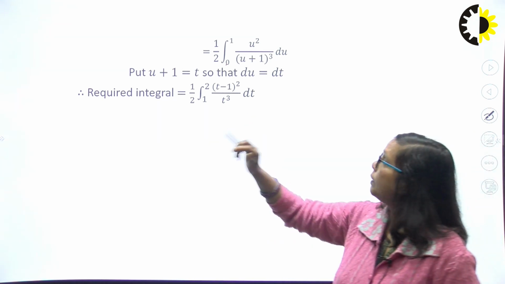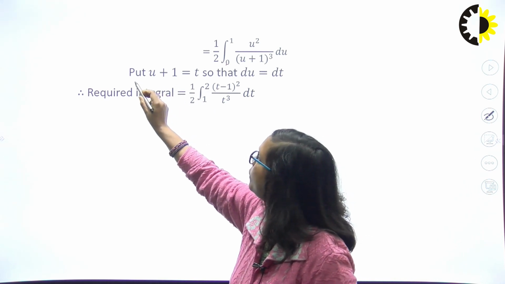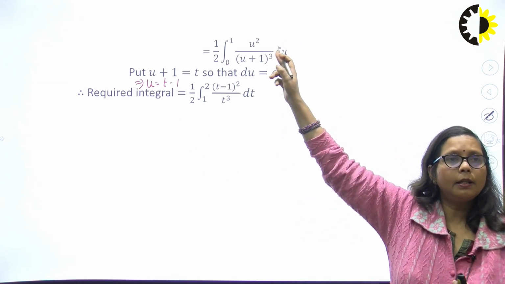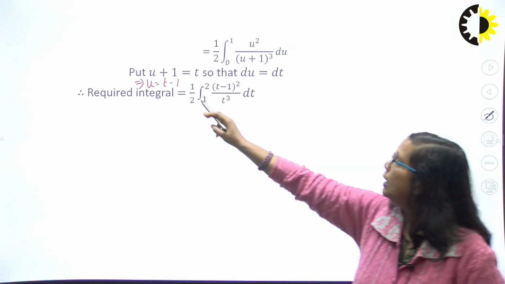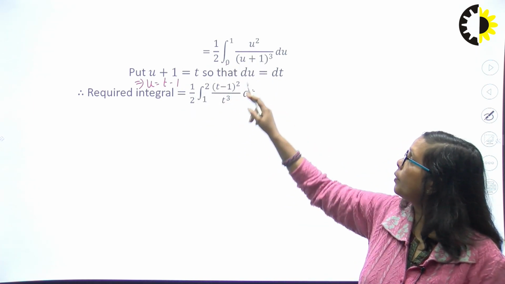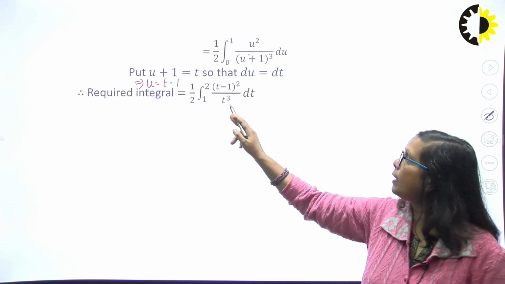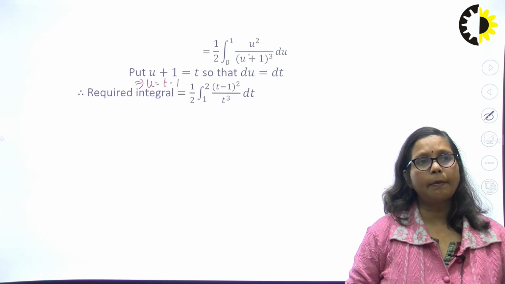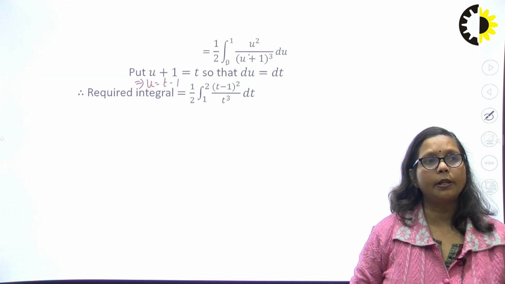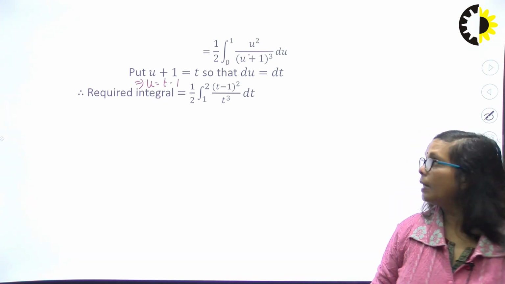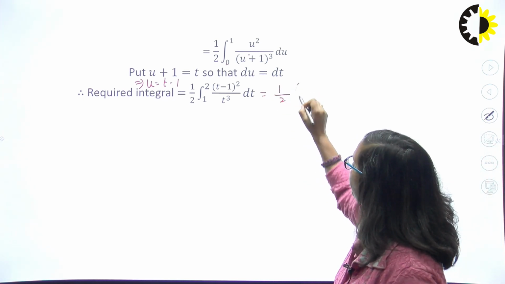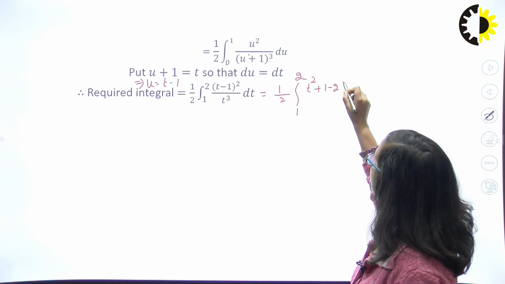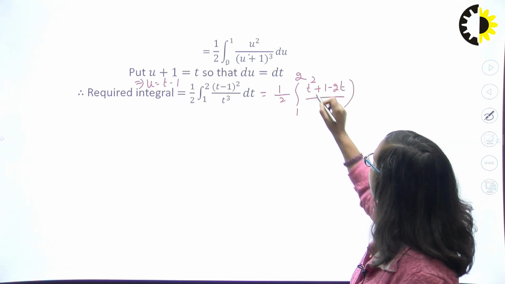Clear? So I put u plus 1 equal to t. This implies u is equal to t minus 1. Converting this given integral into an integral in terms of t, in place of u we put t minus 1 whole square, divided by u plus 1 replaced with t, which is t cube, into dt. So the integral becomes 1 by 2 integral 1 to 2 t minus 1 whole square divided by t cube into dt. Now we just need to integrate it. To integrate it, open the whole square in the numerator. I write this as t square plus 1 minus 2t divided by t cube into dt.